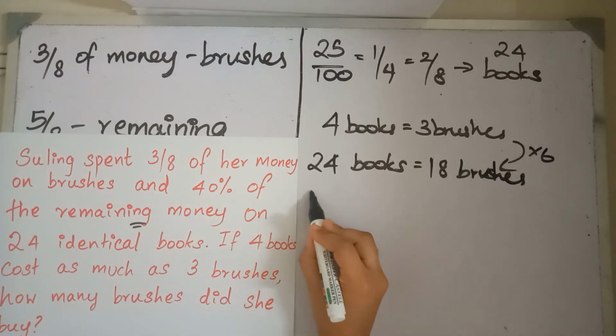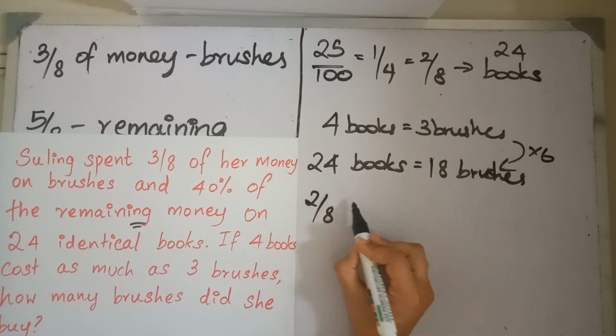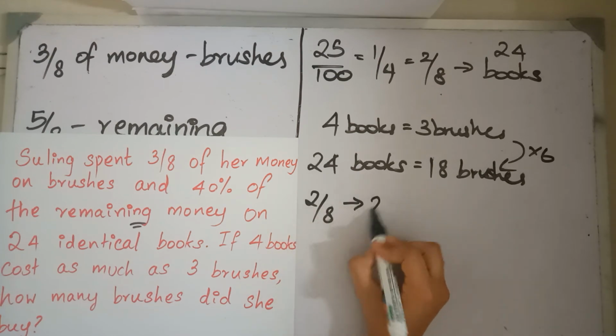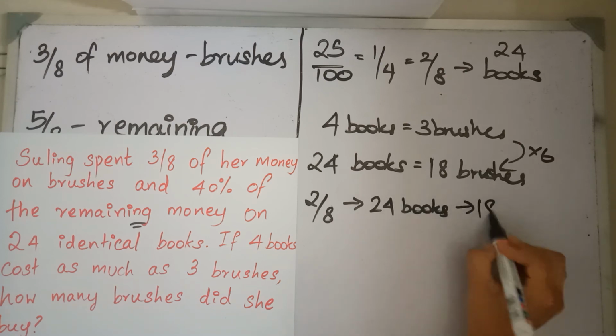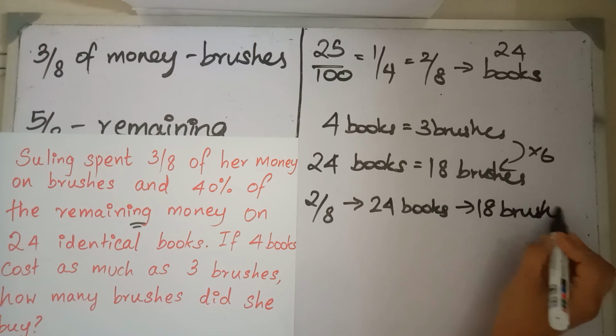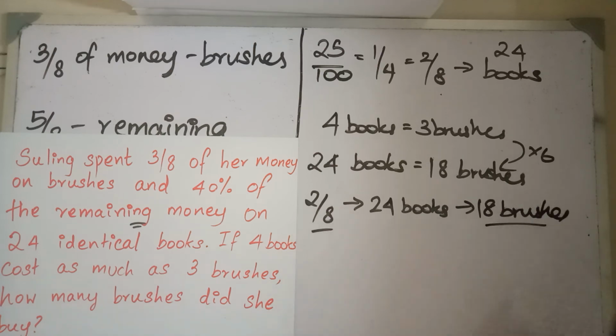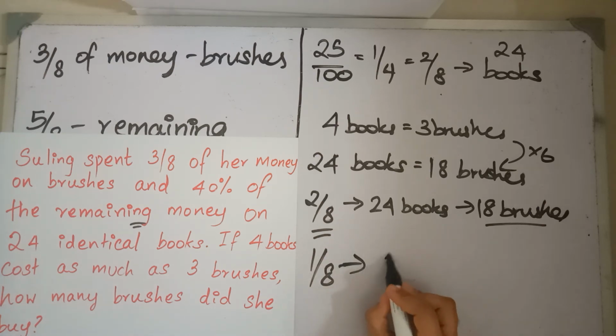We know that she has spent 2/8 of her money to buy 24 books, which is equivalent to 18 brushes. So can we say that she spent 2/8 of her money to buy 18 brushes? We can, because 24 books is equal to 18 brushes, and this is the amount which she spent for 24 books. So now that we know this, we can find how many brushes she can buy with 1/8 of her money, and that is 9 brushes.